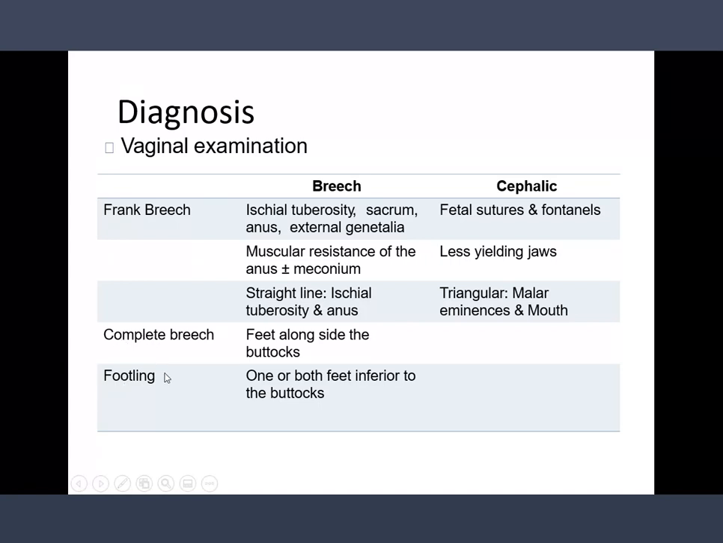And next comes the footling presentation. One or both feet will be inferior to the buttocks. These are the major differences between the cephalic presentation and breech presentation.